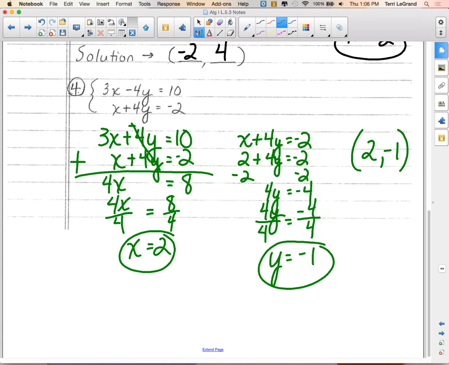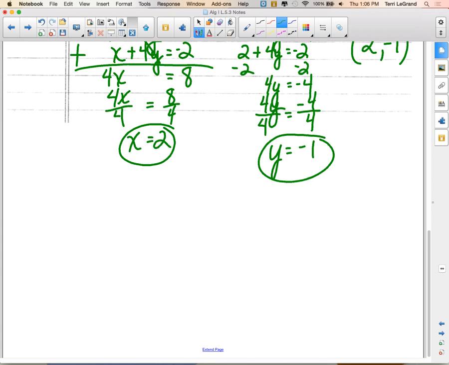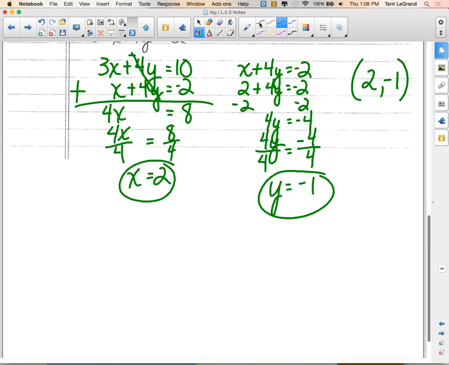Okay, so when we do a check problem, we have to check them back in the original equations. Well, we didn't rename these, so we don't have to worry about them not being original anymore. So we have our 3x plus 4y equals 10. We're checking. We're putting our ordered pair into the equation. Replace the x, replace the y, make sure it checks out in the first one, and we're going to do the other one also.